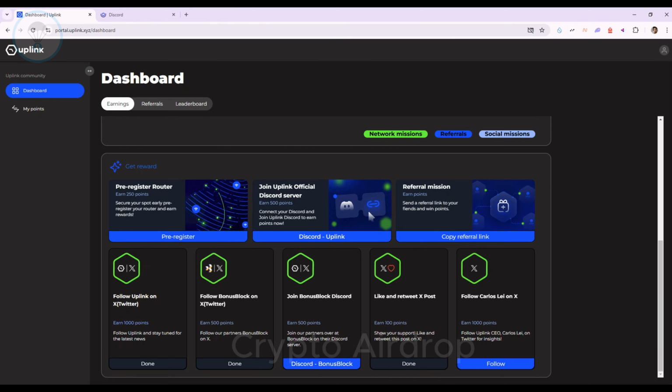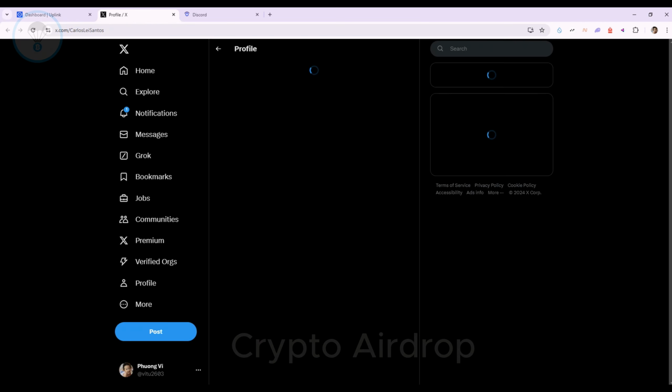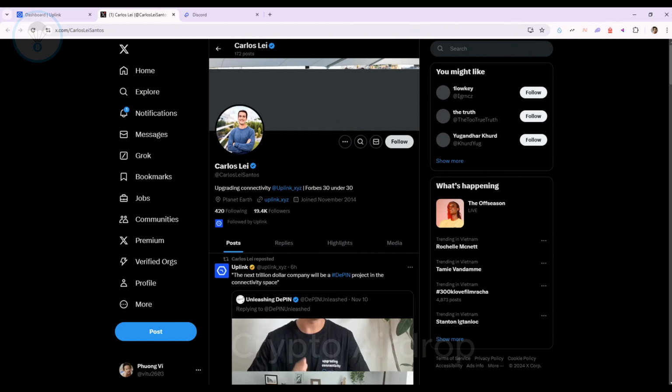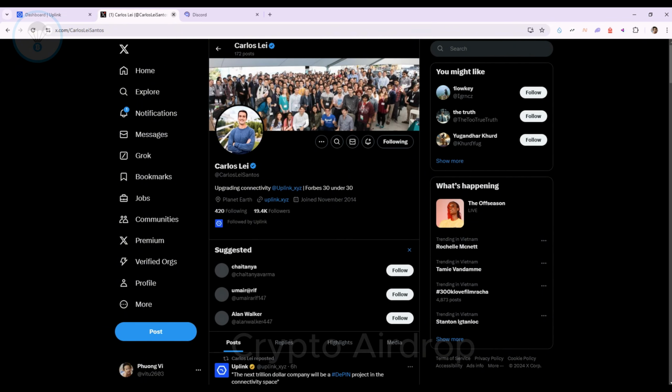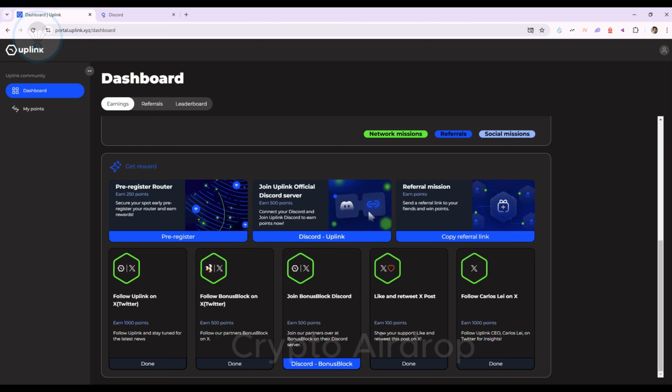Some notes when hunting for Uplink Airdrop. Carefully check your router's information before registering to ensure the device is verified and points are accurately assigned. The sooner you register, the higher your chances of earning points.